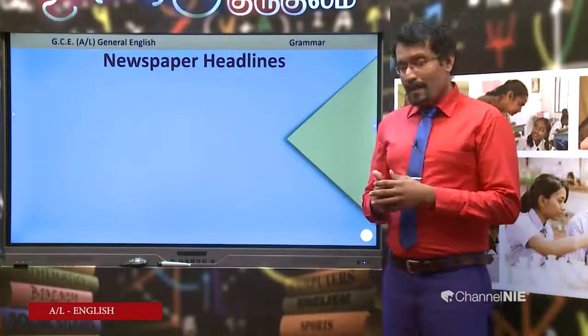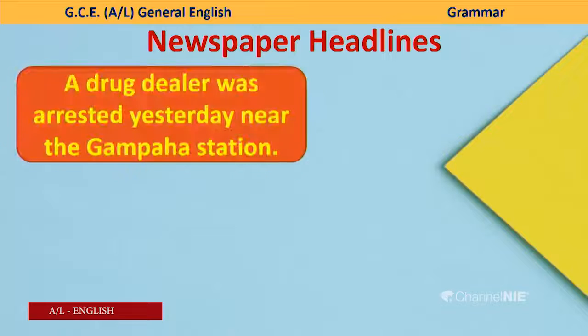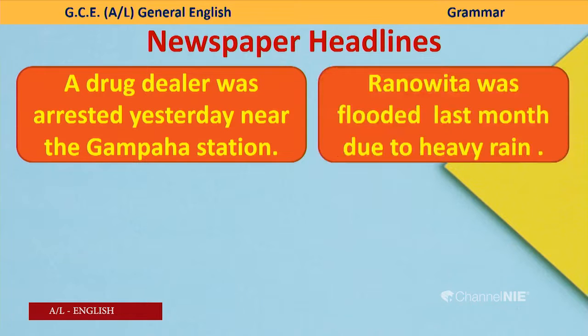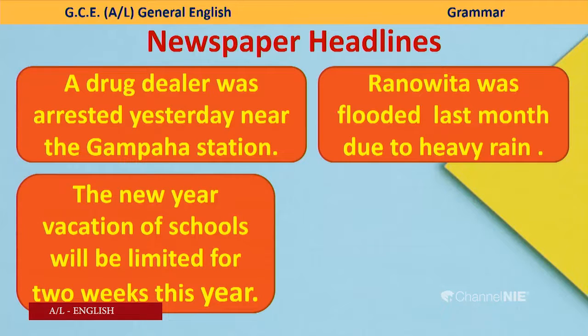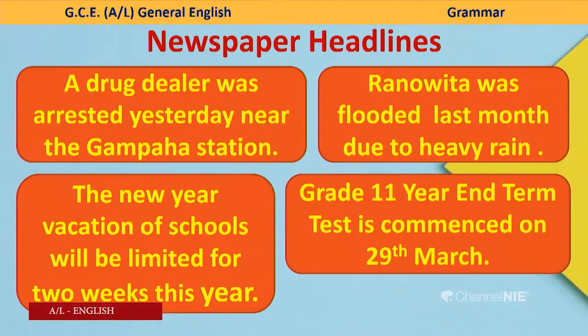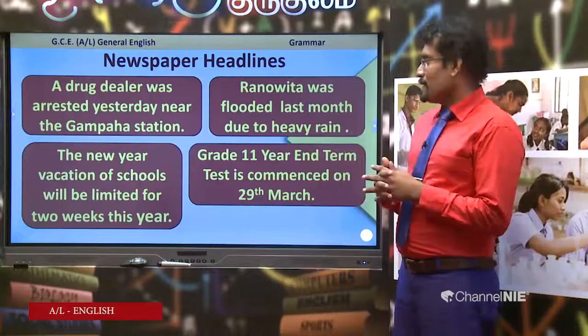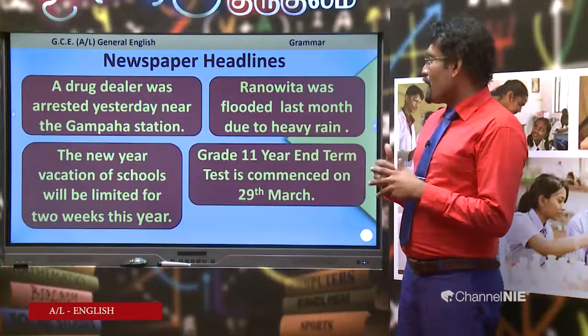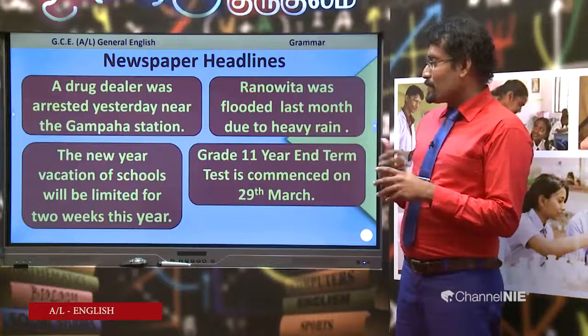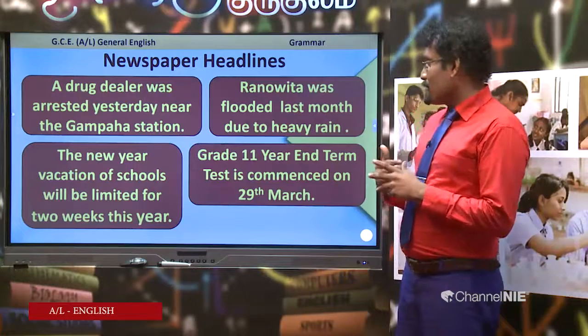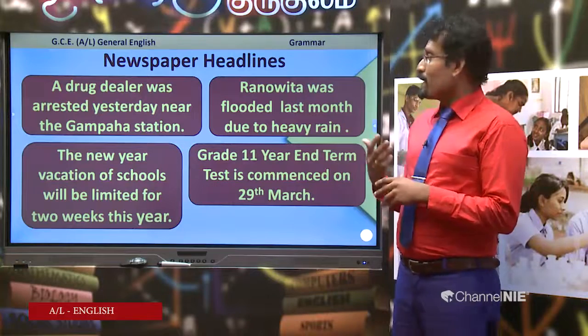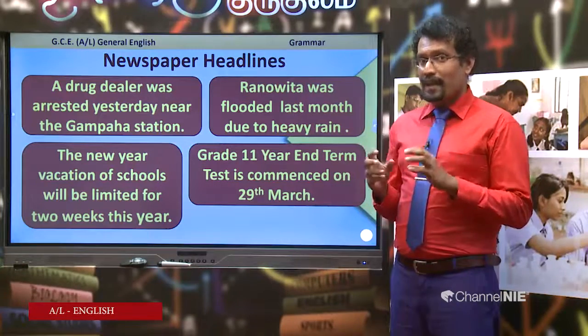When it comes to newspaper headlines also, you can see something like that. A drug dealer was arrested yesterday near the Gampaha station. The river was flooded last month due to heavy rain. The New Year vacation of schools will be limited to 2 weeks this year. Grade 11 year-end term test is commenced on the 29th of March. So there is no doer; by whom is not mentioned. A drug dealer was arrested. The river was flooded. The New Year vacation of schools will be limited. Grade 11 year-end term test is commenced. So in newspaper headlines also, you can't find a doer.